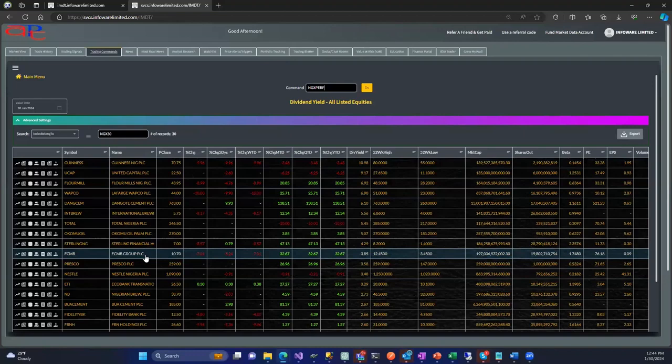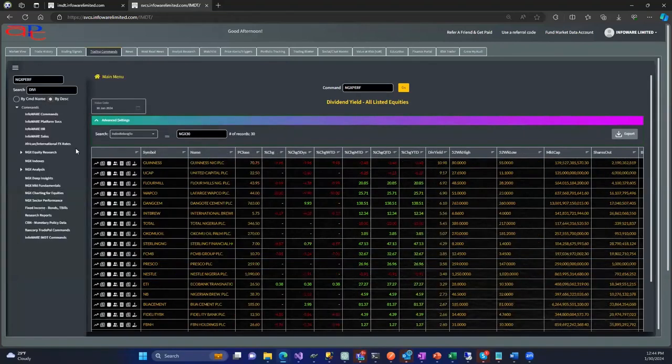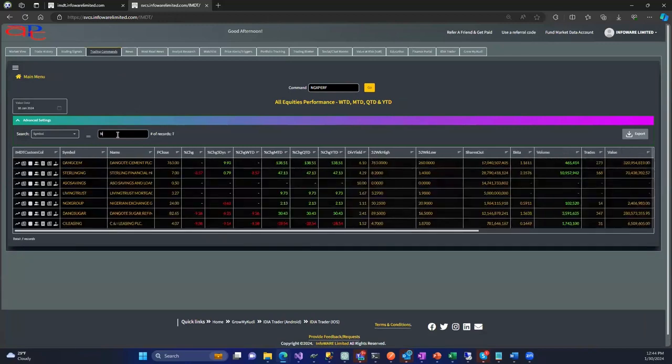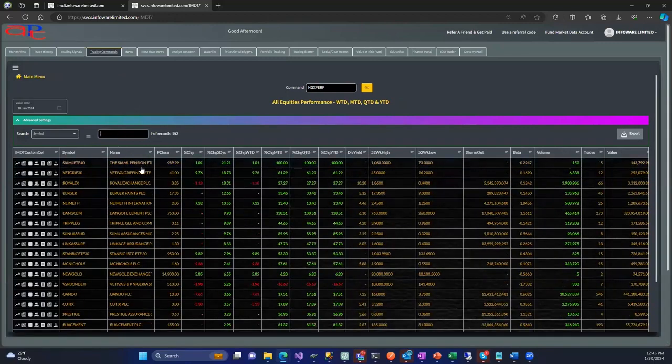NGX PERF, you can type it in directly, or you can go back here, for example. You can see all the commands that you can go through there. But because I know the name, let me just cheat and click on that. Did I do that right? I still have a filter. I should remove the filter. Okay, so this is the NGX PERF. This is going to show all NGX entities.